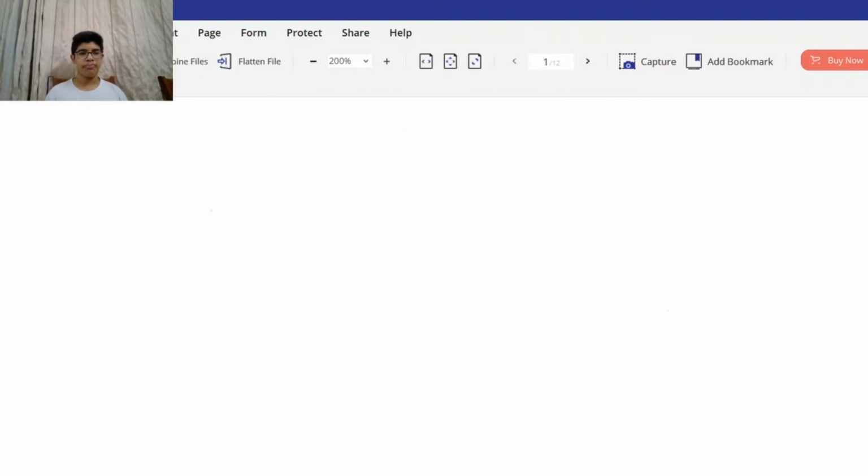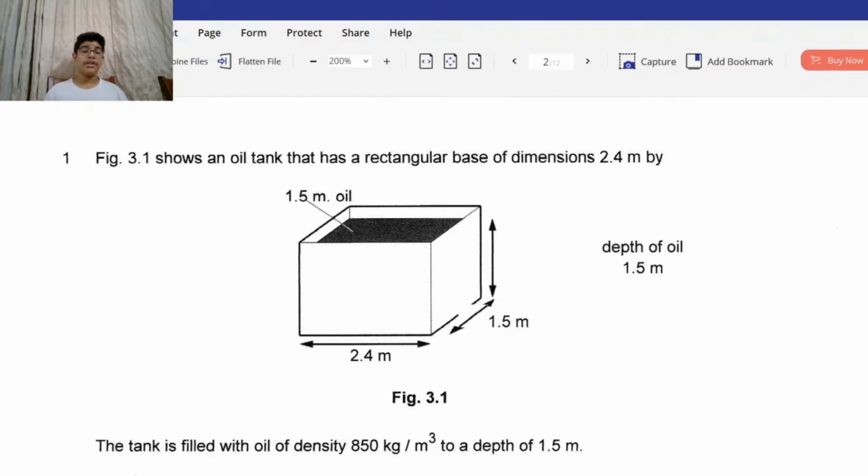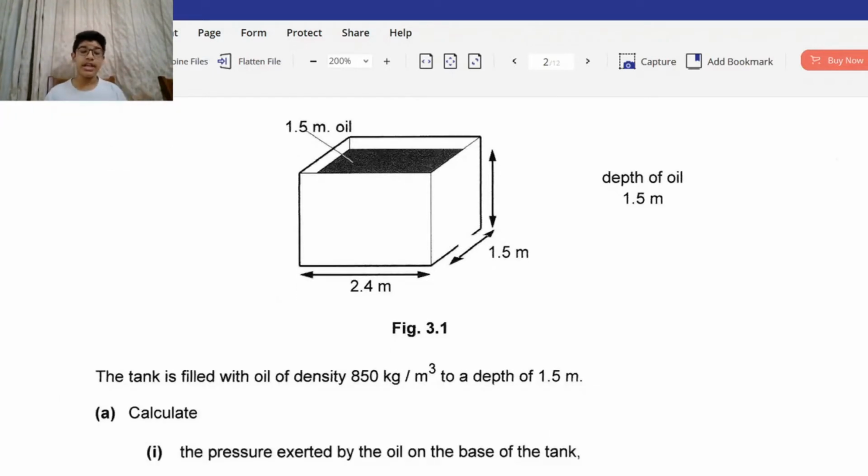Let's just get started. The first question is, figure 3.1 shows an old tank that has a rectangular base of dimensions 2.4 meters by 1.5 meters. The tank is filled with oil of density 850 kilograms per meter cubed to a depth of 1.5 meters. Part A, Roman 1. Calculate the pressure exerted by the oil on the base of the tank.